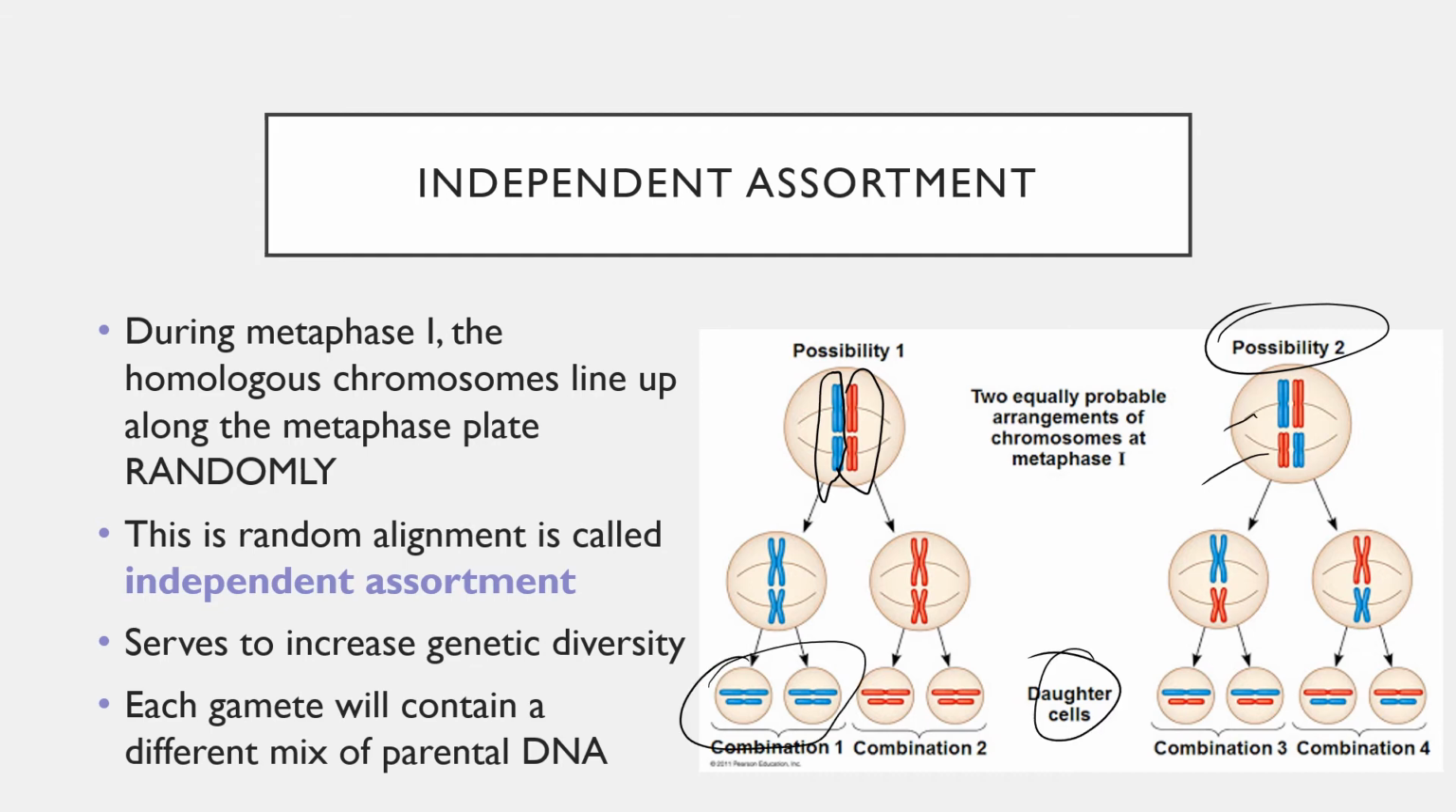These ones will end up with all of, let's say, the maternal DNA inside, and this one with all the paternal DNA, whereas these have a nice mix of both the maternal and paternal DNA. Now, consider that we also do crossing over. You're looking at even more genetic diversity coming about when you combine the two.